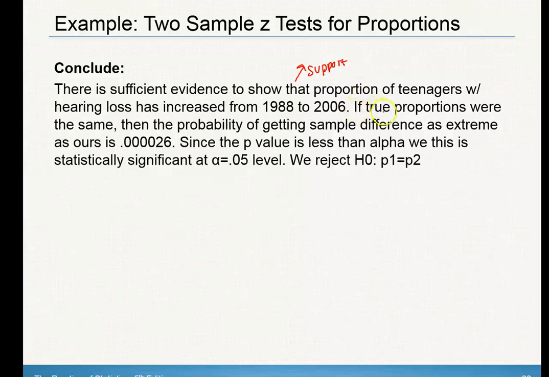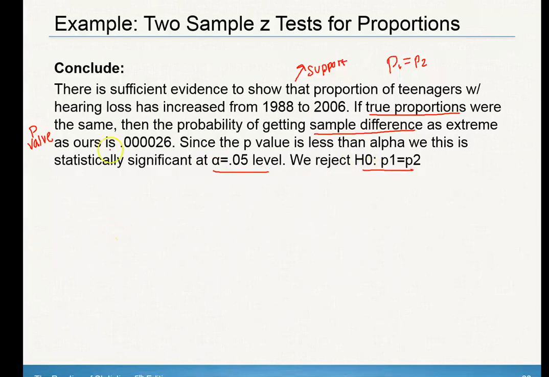Now, this should say if the true proportions were the same. So notice we're not giving a number here, because what was the null? The null was that P1 is equal to P2. If the true proportions were the same, the probability of getting a difference, because what did we test? We tested the difference. We were subtracting them. As extreme as ours is 0.00026. And remember, that's the interpretation of your p-value. Since the p-value is less than alpha, it's statistically significant at the 0.05 level, and we reject the null.